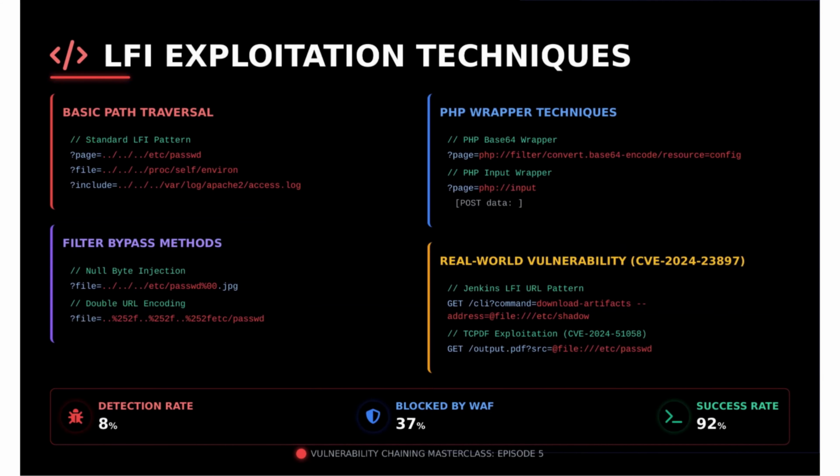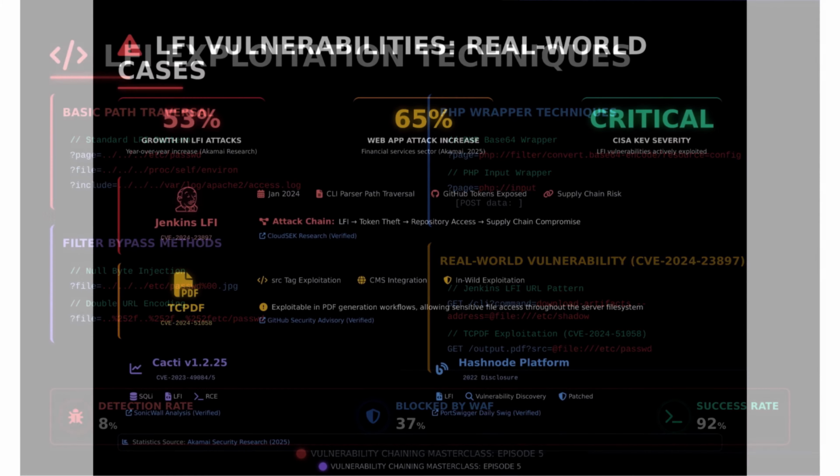Attackers get creative. They try path traversal, ../, until they reach sensitive files. If filters block that, they use null bytes or double encoding to slip through. Advanced attackers exploit PHP wrappers to base64 encode files or even run input as code. Real examples? Jenkins had an LFI where attackers could pull /etc/shadow. TCPDF had one in its PDF rendering. And here's the kicker. LFIs succeed 92% of the time when tried on unpatched systems, while defenses block only about a third.